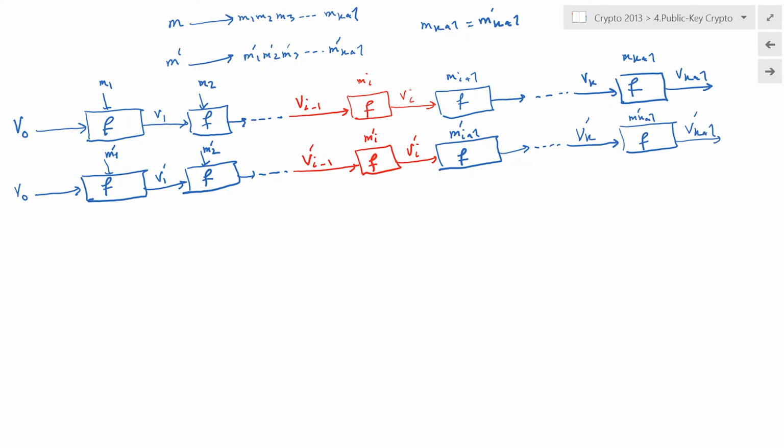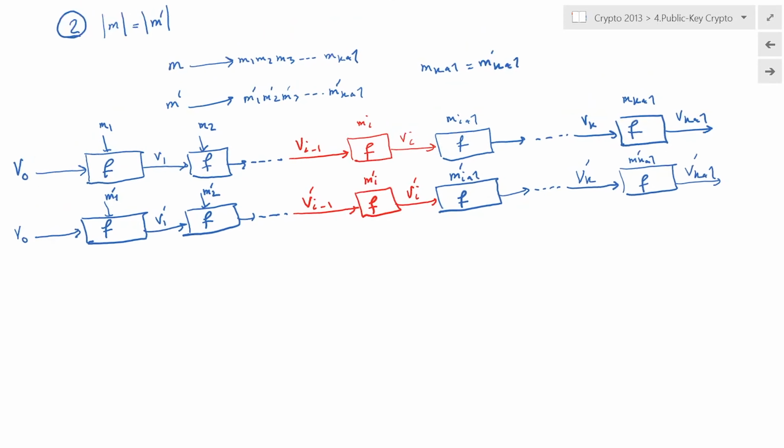Okay, so I wrote down the steps for computing the hash of both of these messages. We always start with v0 because this is our initial value no matter what. For the first one, we follow the computation until we get v_{k+1}. That is the result of the hash function.